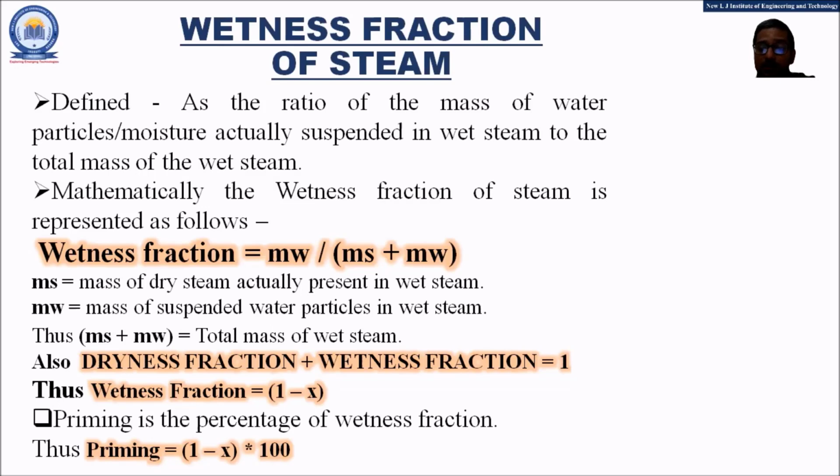Dryness fraction plus the wetness fraction is equal to 1, by substituting the equations of both these fractions. Some of the students have confirmed that yes, we can exactly write down this equation. Now the dryness fraction we already know, that is x. So we can calculate the wetness fraction, that is equal to 1 minus x.